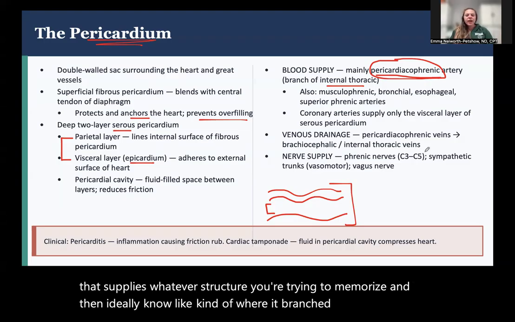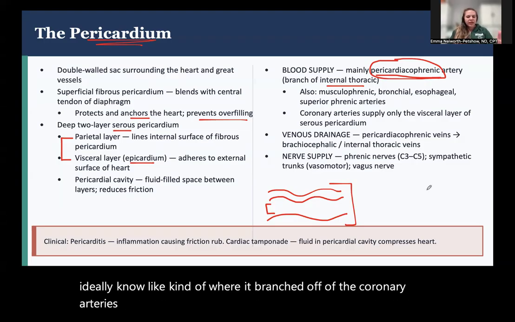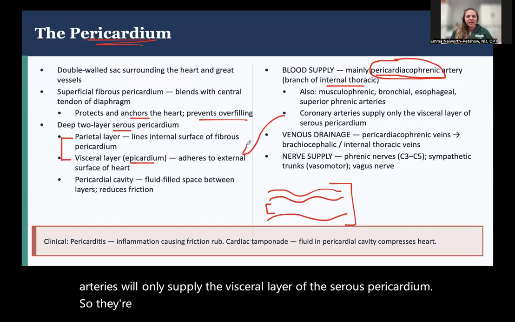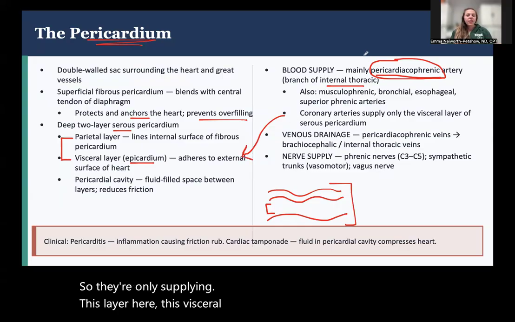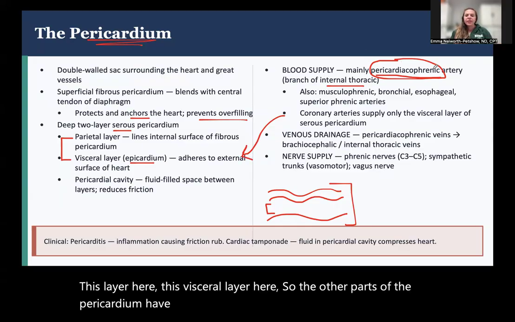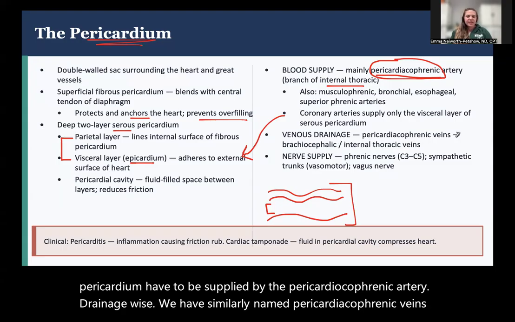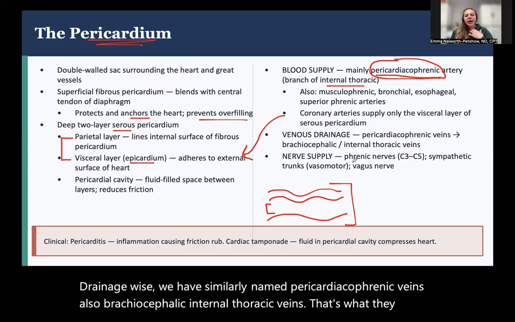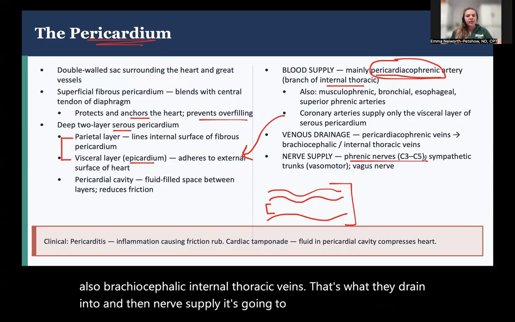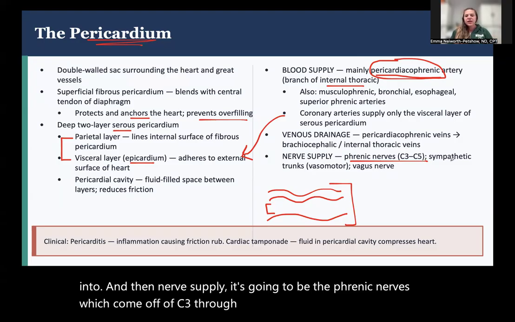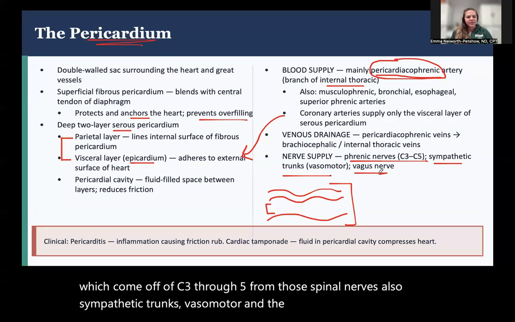The coronary arteries will only supply the visceral layer of the serous pericardium. So they're only supplying this layer here, this visceral layer here. So the other parts of the pericardium have to be supplied by the pericardiacophrenic artery. Drainage-wise, we have similarly named pericardiacophrenic veins, also brachiocephalic and internal thoracic veins. That's what they drain into. And then nerve supply, it's going to be the phrenic nerves, which come off of C3 through 5 from those spinal nerves. Also sympathetic trunks, vasomotor, and the vagus nerve from our parasympathetic nervous system.